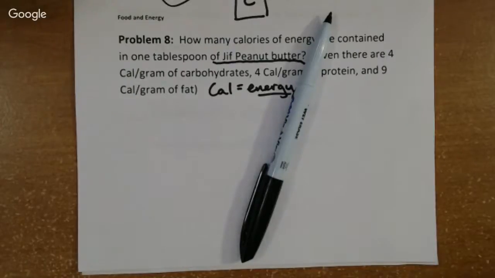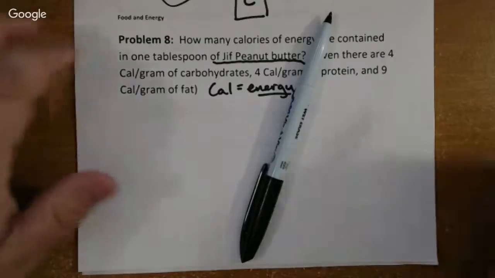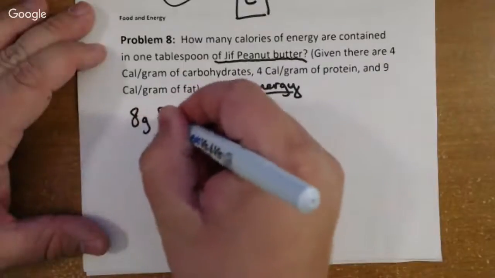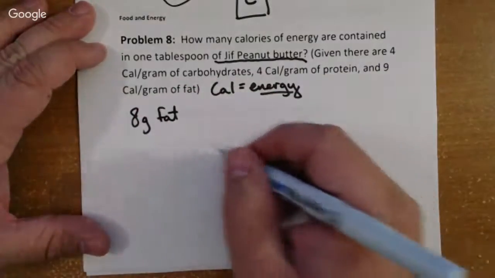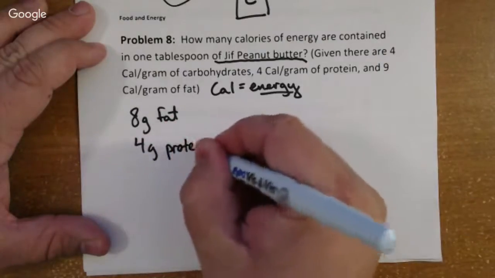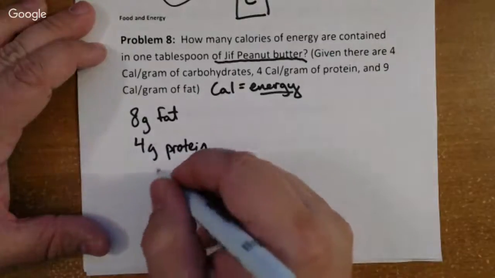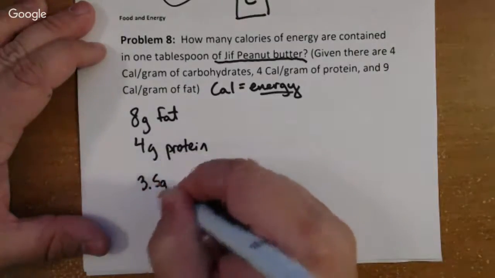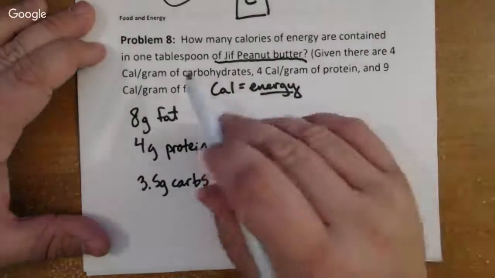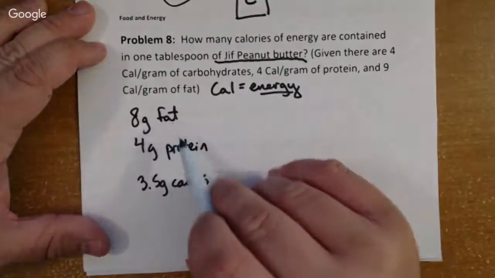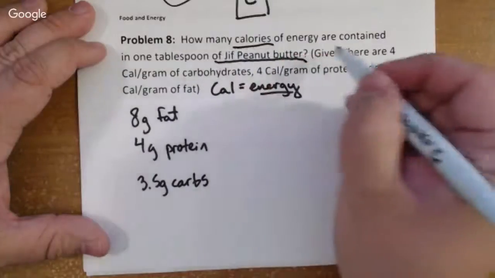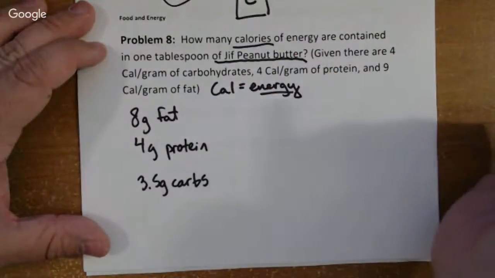Okay, I've got 8 grams of fat. I've got 4 grams of protein. And I've got 3.5 grams of carbs. Okay, so in 1 tablespoon of Jif peanut butter, I've got fat, protein, and carbs, and we want to know how many calories of energy are contained in the 1 tablespoon of peanut butter.